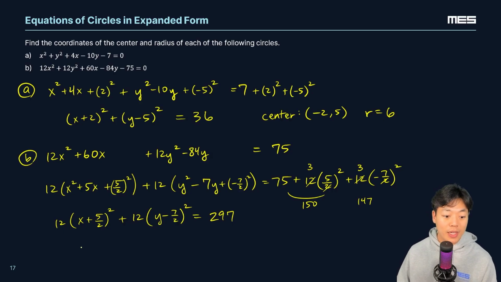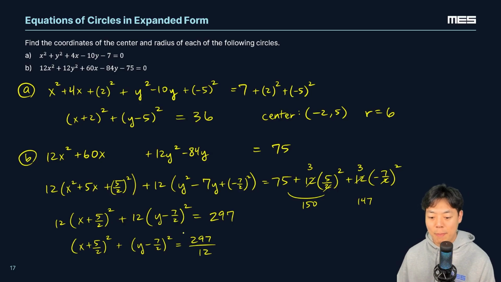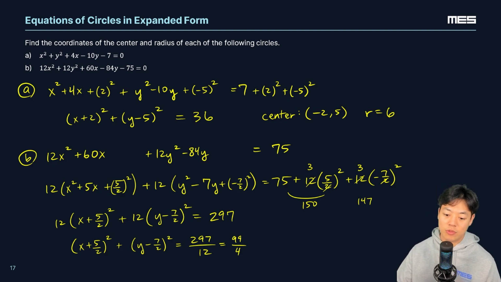All right. Well, then I'm not used to having these 12s out in front, so I'm going to divide everything by a 12. Everything. The entire equation. So I get x plus 5 halves squared plus y minus 7 halves squared is equal to 297 divided by 12. Now I know that both of these are divisible by 3, so I can rewrite this as 99 over 4, and I don't think that's divisible anymore, so we'll leave it just like that.